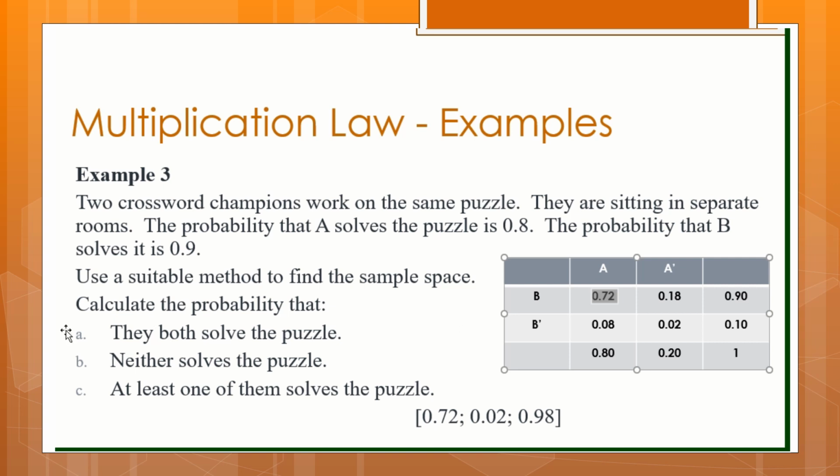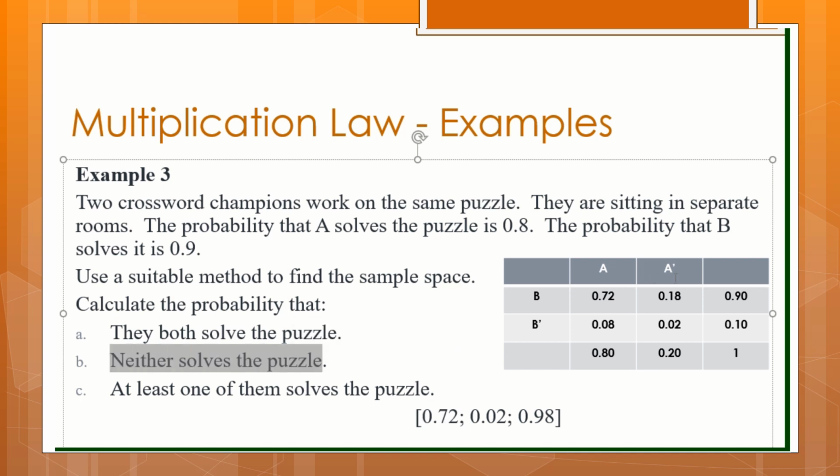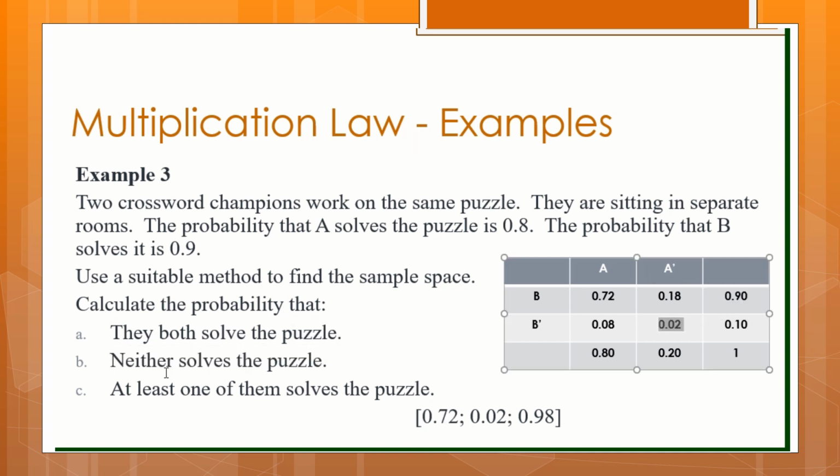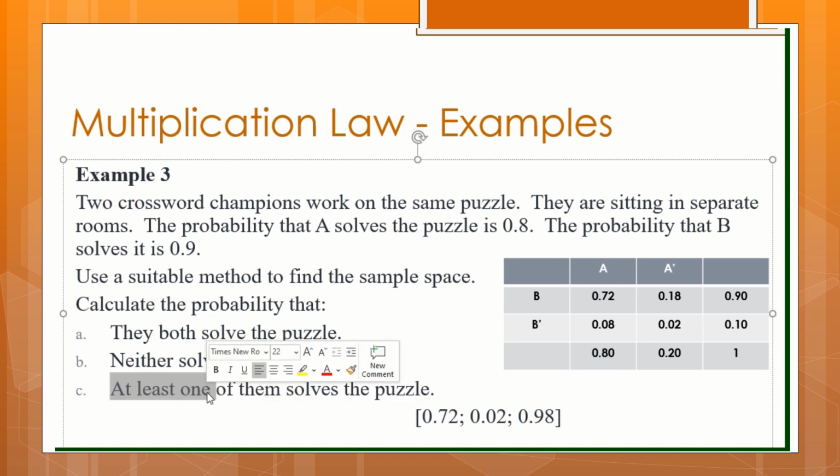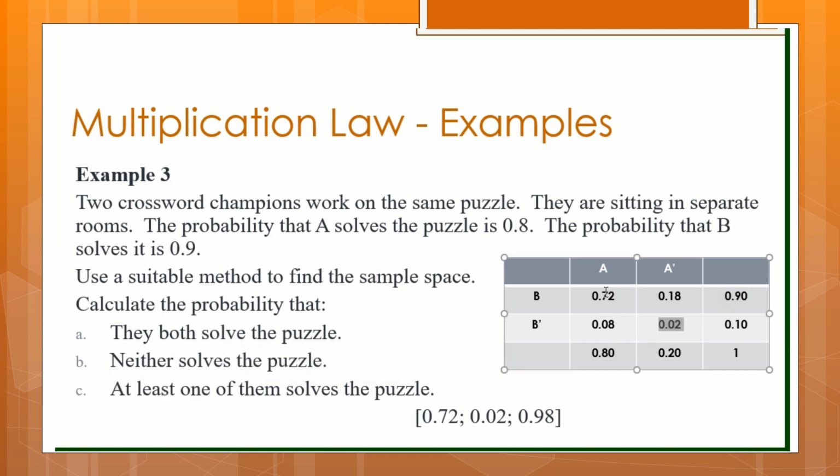So you fill up the rest first. What's the probability they both solve the problem? You multiply it. Neither solves. A don't solve, B don't solve, 0.02. At least one of them solve. So whenever you see at least one, the shortest way to do it is 1 minus this. At least one means both solve, or either one solves. So either you take all three and add up, or just 1 minus both don't solve. At least one, that will be the shortest way to do it. 1 minus the probability of both not solving. Understand? Okay, so you will get 0.98. So pause as you do it, okay? Understand, then you move on.